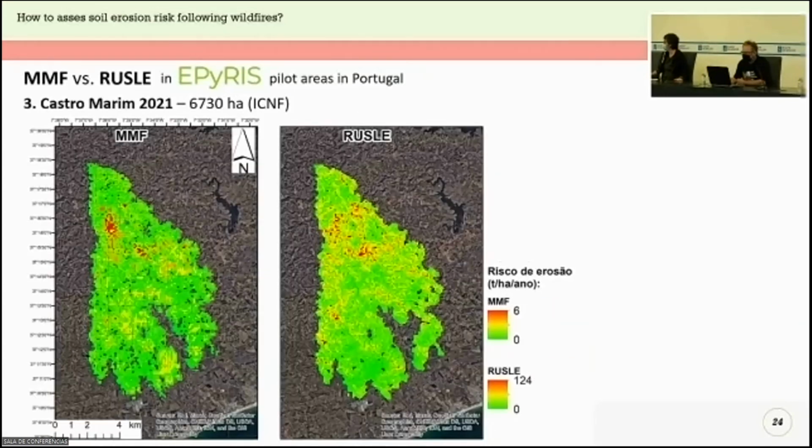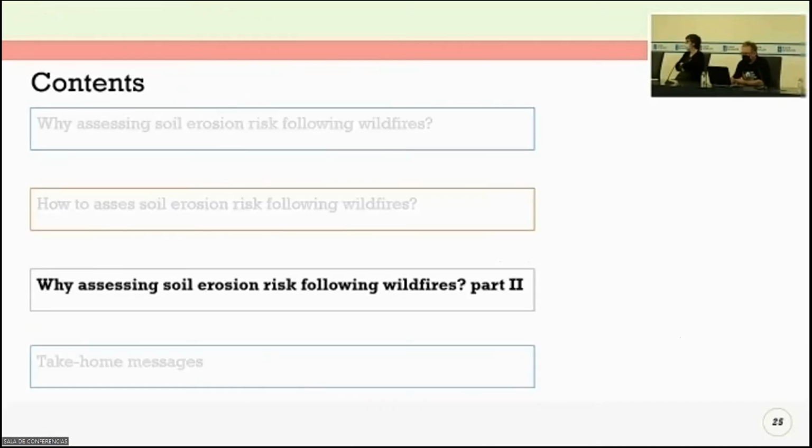Another example from Custom Marine, a fire that was in 2001. And here, the differences between the models are very, very big. But again, we have a good coincidence in terms of spatial patterns, which allows us to do a validation. We did here a very quick erosion feature survey for an assessment.